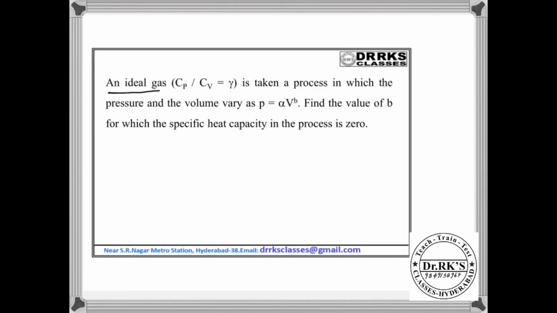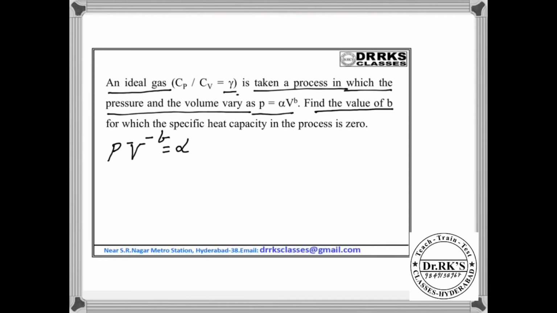An ideal gas where Cp by Cv is gamma is taken through a process in which pressure and volume vary as PV to the power of minus B is equal to alpha. Okay. So for this process you have to find the value of B where specific heat capacity is 0. Specific heat capacity is 0. So let us find out this.